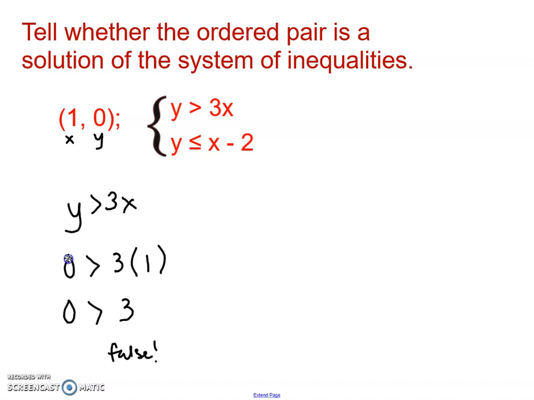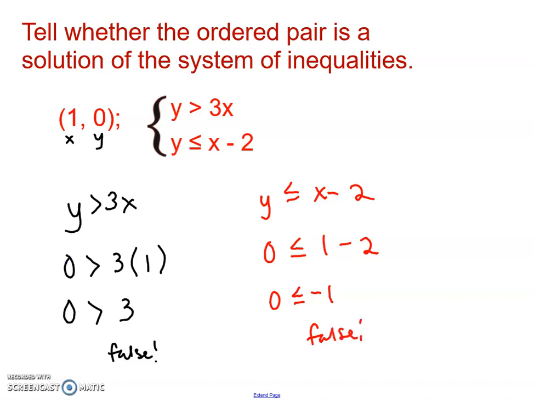We're going to also plug our ordered pair into the other inequality. y is less than or equal to x minus 2. So our y again is 0, is less than or equal to our x, which is 1, minus 2. Is 0 less than or equal to 1 minus 2, which is negative 1? Is 0 less than or equal to negative 1? That is also a false statement.